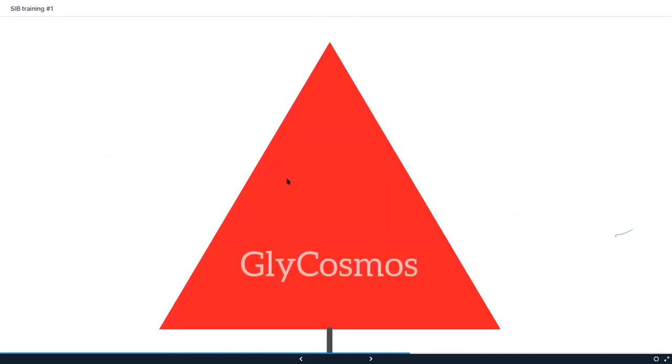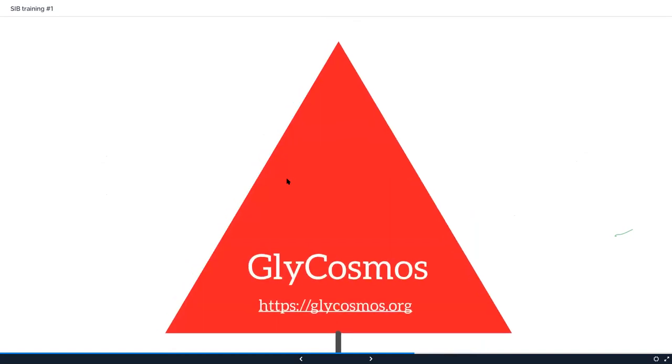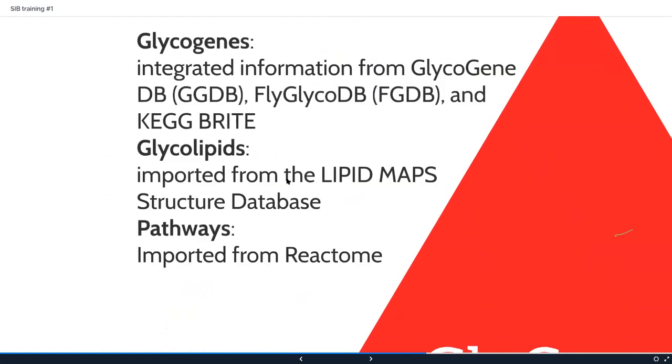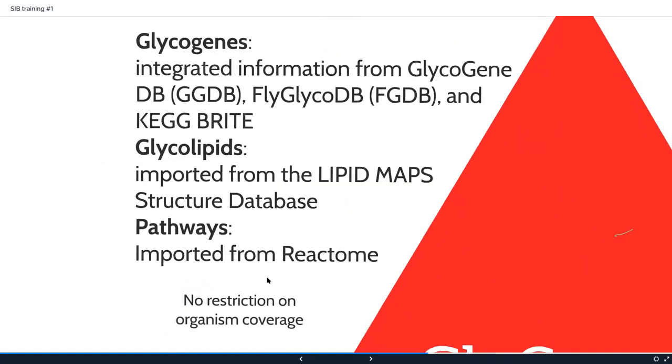So Glycosmos, as I said, at this website has a focus on glycogenes. So the glycogenes are those genes that are encoding for enzymes that are synthesizing glycans or degrading glycans. They also have some information on glycolipids, and they import the relevant pathways from Reactome. So there is no restriction on organism coverage. So whatever is available is stored in the databases.